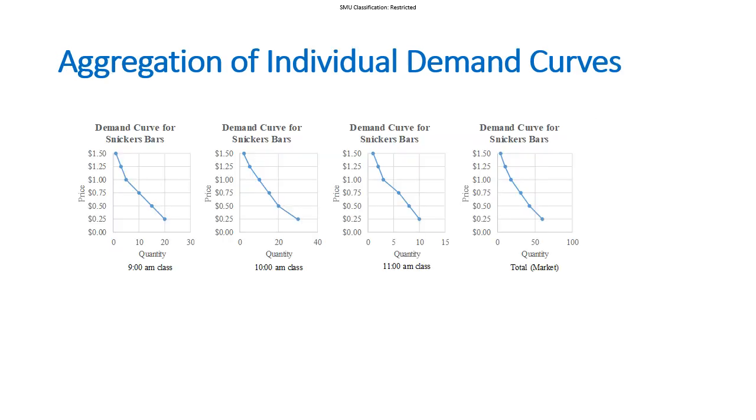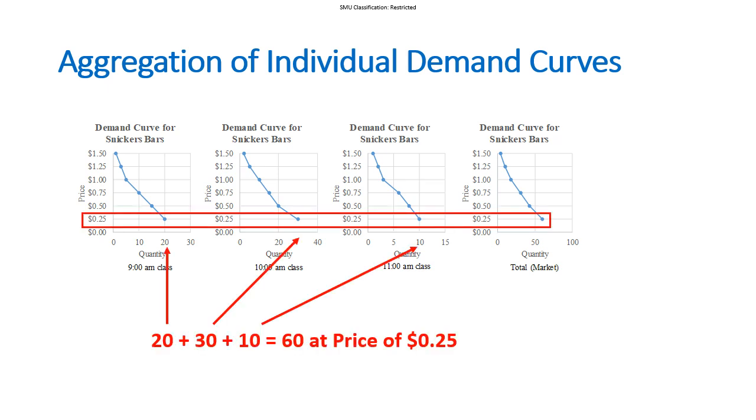For example, at a price of 25 cents, the quantity demanded in the 9 a.m. class is 20 units. The quantity for the 10 a.m. class is 30 units, and that for the 11 a.m. class is 10 units. Summing up, 60 units are demanded at a market price of 25 cents.